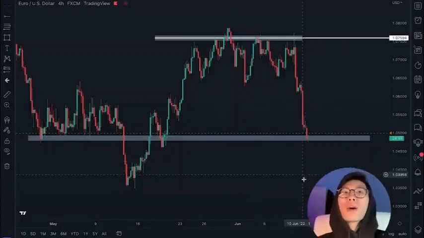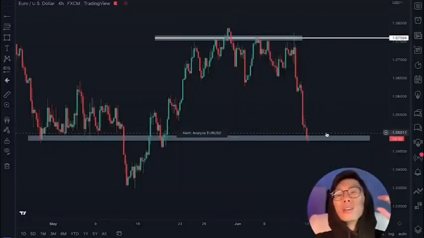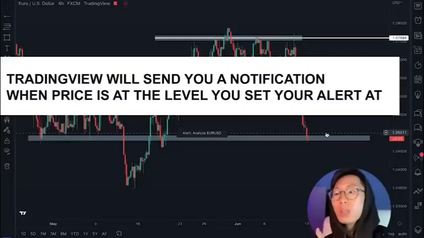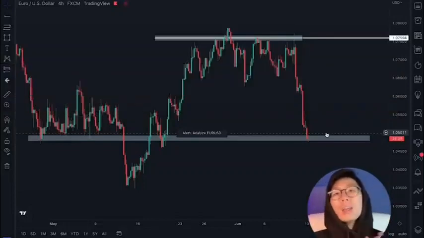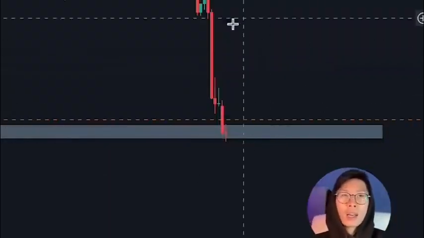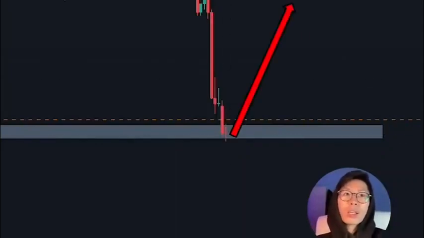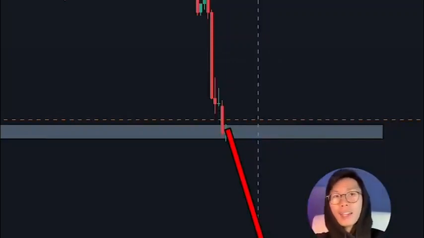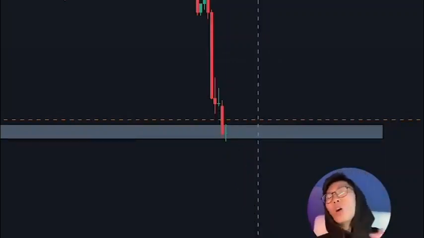So basically when price comes here to touch this level, TradingView will literally send you a message or an email telling you that okay, right now Euro USD is at this level. So when you get the message, you can open up your device, whether it is your laptop or your phone, and see what the next few candles formed at this key level. Is price reversing and heading back up, or is price going to break past this key level? And then you can trade from there. So that is a tip that you guys can use to save a lot of time.